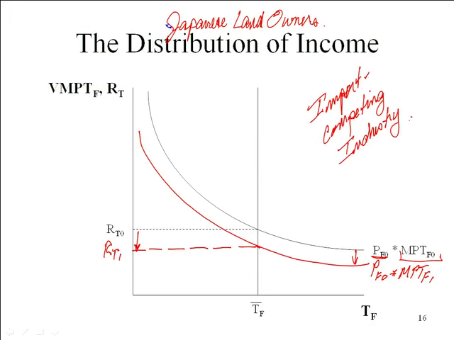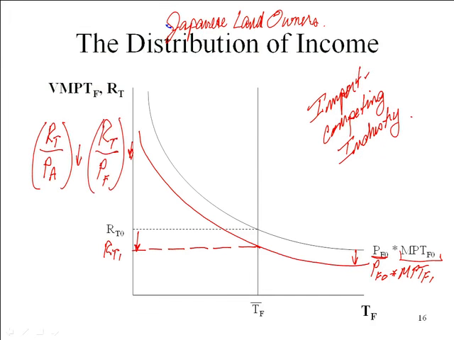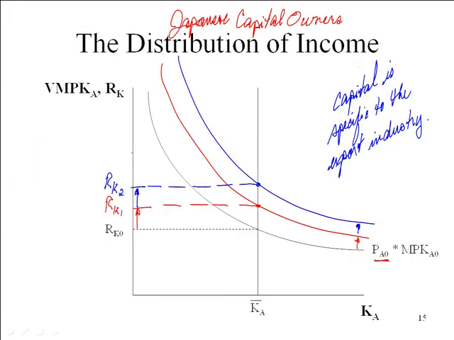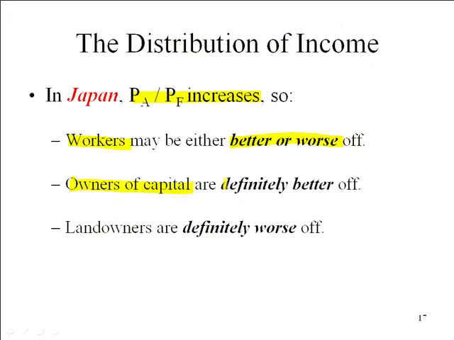So if we look at the return to the landowners, their return fell, and the price of autos rose, so they're definitely worse off in terms of automobiles, and their return fell and the price of food was constant, so their rate of return fell, definitely worse off. And while we didn't label that, capital owners are definitely better off in terms of both goods. So what we see for Japan is the relative price of autos rises. For workers, it's ambiguous, again, depending upon the consumption pattern. The owners of capital are definitely better off, and landowners are definitely worse off. Again, remember, this is our export industry, and this is our import competing industry.